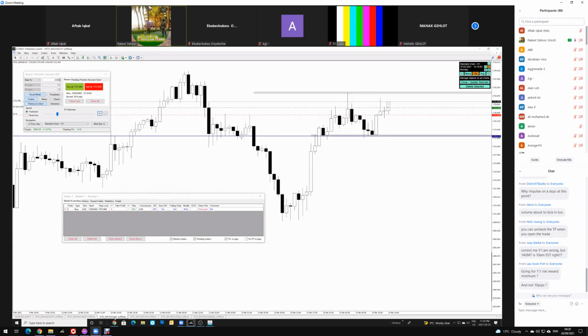Looking at the 1-hour time frame. Now, this is very important when we are looking to see whether we should put stops at break even or not, right?